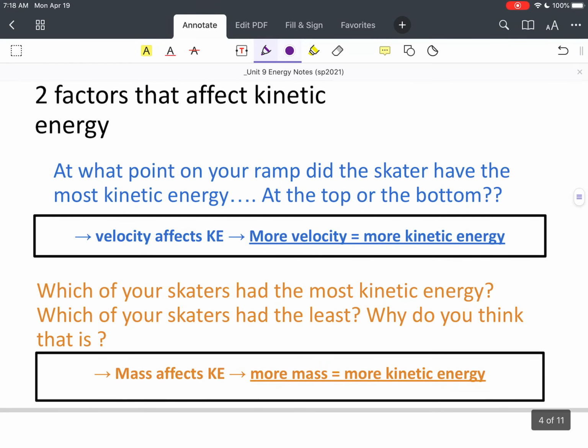Okay, so in your notes, you can fill out the two factors that affect our kinetic energy. We have velocity, which is just our speed in a direction, so how fast we're moving, and if we're changing direction. And then our mass. That's going to affect the energy that we have. Okay.